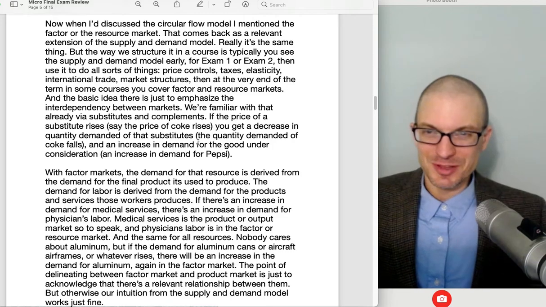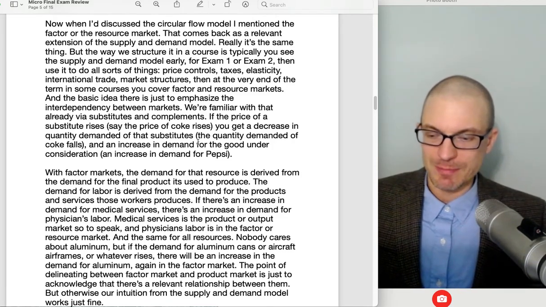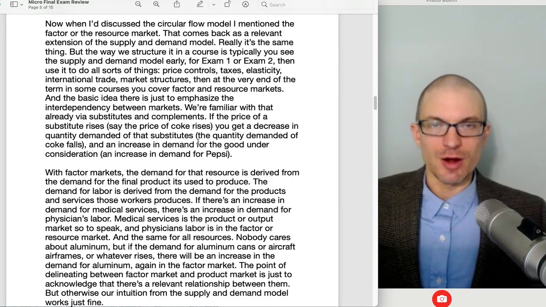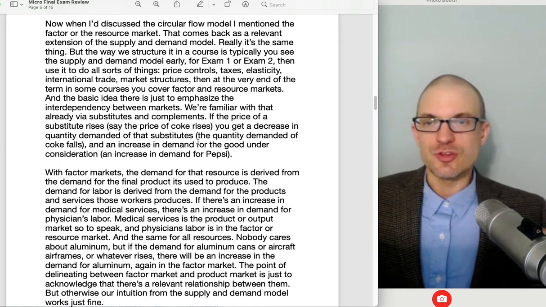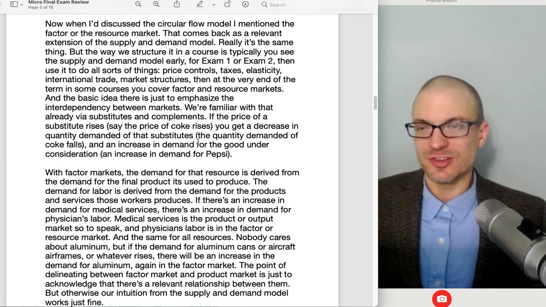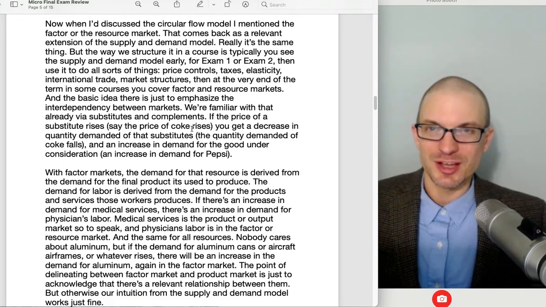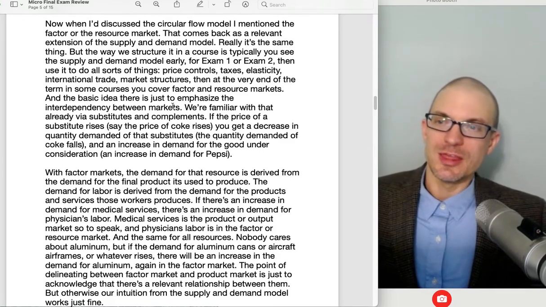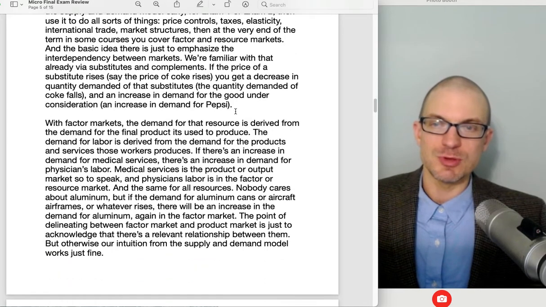We typically structure the course so that you're introduced to the supply and demand model for exam 1 or exam 2. You do kind of the comparative statics that I was just mentioning, thinking about what happens to equilibrium price and quantity. Then you talk about price controls, taxes, elasticity, international trade, market structures. At the very end of the course, sometimes you talk about factor or resource markets. And the basic idea there is just to emphasize the interdependency between markets.